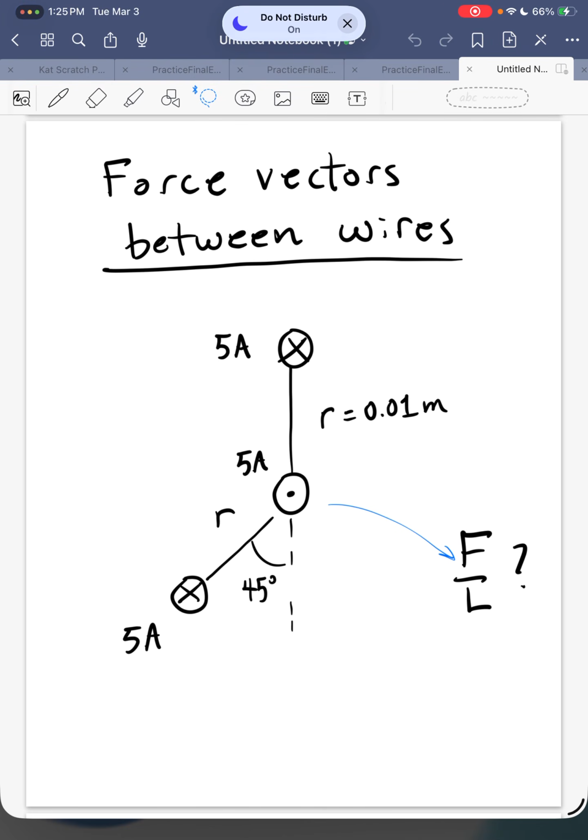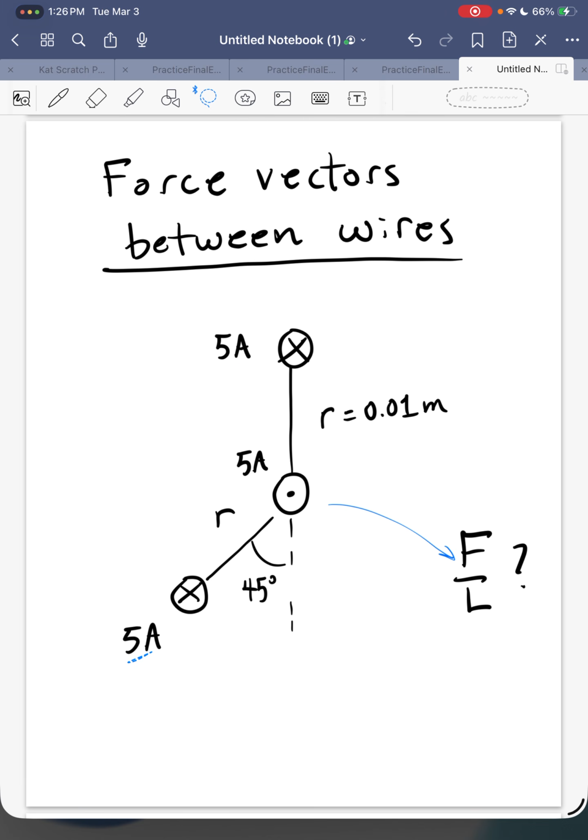So many of you have asked me to do an example of a calculation of forces between wires. So here we've got 3 wires. One has current going into the page, one has current coming out of the page, and another has current going into the page. They're all separated by this distance, 0.01 meters, between the first 2 wires and the second 2 wires. So this R is the same in both cases. And each wire is carrying 5 amps.